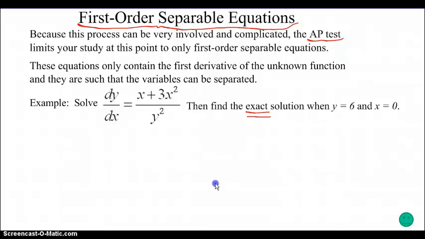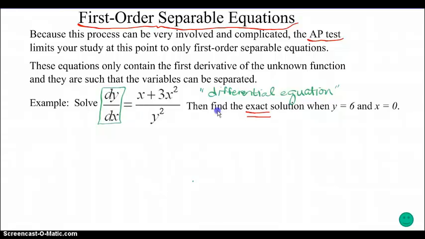So these equations only contain the first derivative of the unknown function, and they are such that the variables can be separated when they ask us to analytically find the original function. So I want to show you the step-by-step process on this last example here of exactly what I want to go through your head and what your step-by-step process needs to be. And so anytime that you are given what appears to be a derivative, most of the time the words differential equation are going to be attached to it if it is an AP question. It'll say, given the following differential equation, and then it'll just look like a derivative. It'll say dy dx equals.